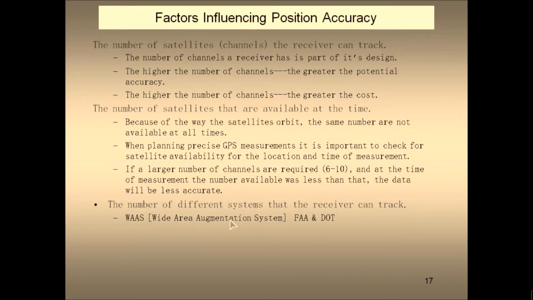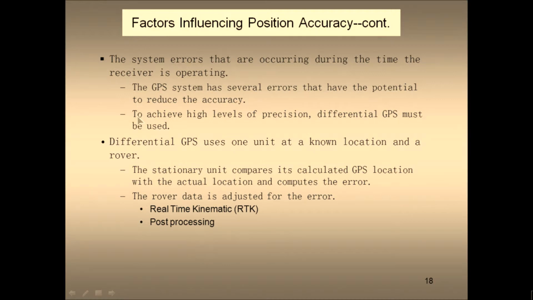So the system errors that are occurring during the time the receiver is operating, it may be the GPS system has several errors itself that have the potential to reduce the accuracy. To achieve a high level of precision, differential GPS must be used. Differential GPS uses one unit at a known location and a rover moving one.